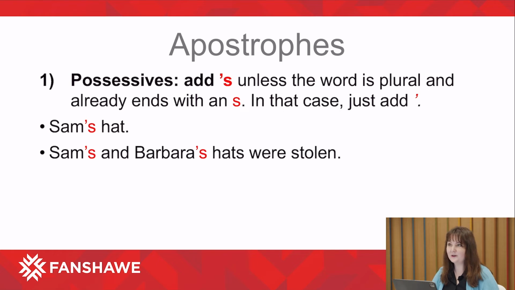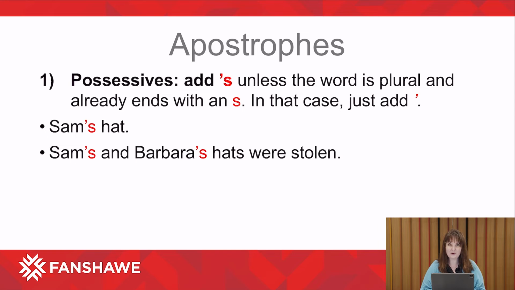If you had multiple hats that belonged to multiple people, you would have apostrophe S after each of the names of the people who had the hats. In this example, Sam's and Barbara's hats were stolen. Both Sam and Barbara have hats.